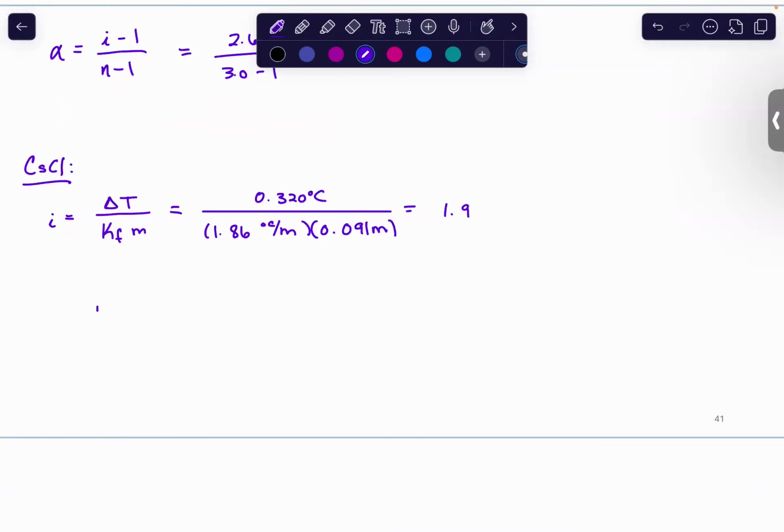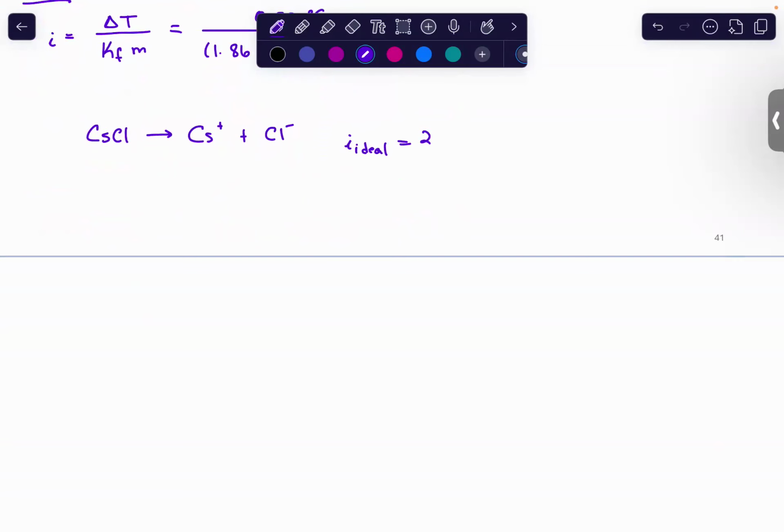So let's look at what is the ideal Van Hoff factor? 2. And so let's look at the degree of ionization. So we get about 90% ionization.